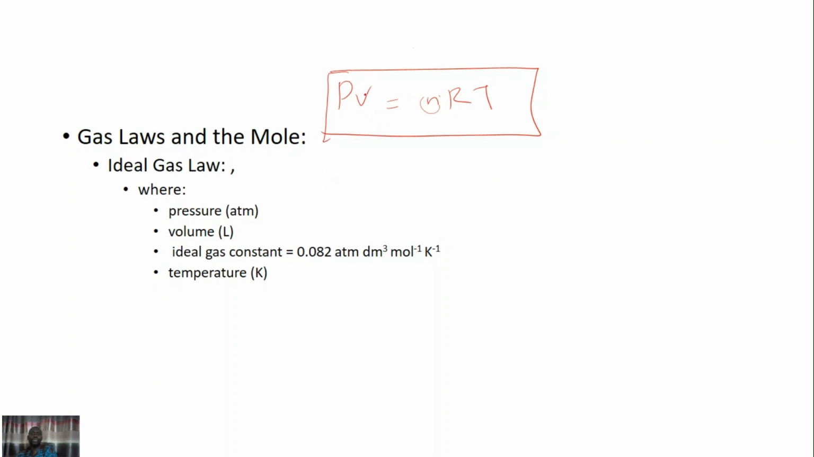So that's the relationship between the mole and the volume of a gas. Sometimes you may be given the mole of a gas and you'll be asked to calculate the volume at standard temperature and pressure. So all you need to do is the volume will be equal to the mole times 22.4 liters, at standard temperature and pressure. Okay.